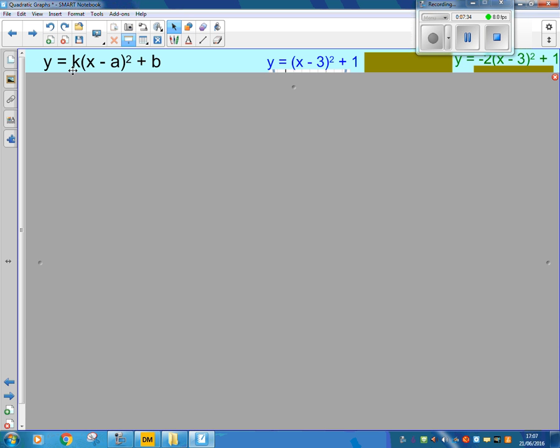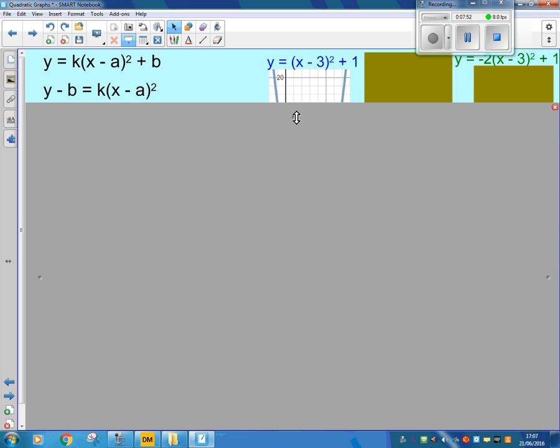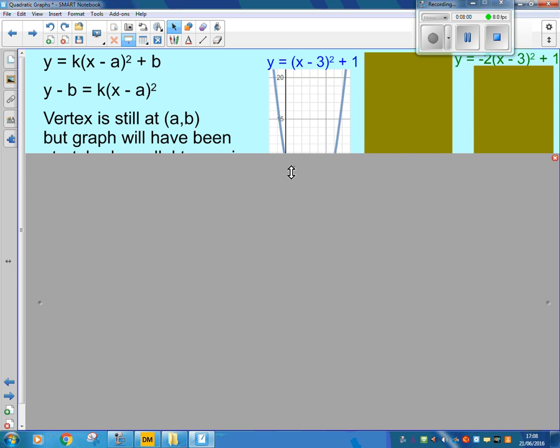However, what happens if we've got something in front of the x minus a all squared plus b? So we've got a number here. Instead of having y equals x minus 3 all squared plus 1, you can have completed the square form where there's a number in front of the part in brackets. So let's have a look at what happens there. And of course, it could also be written as y minus b equals k times x minus a all squared. It can be written either of those ways.